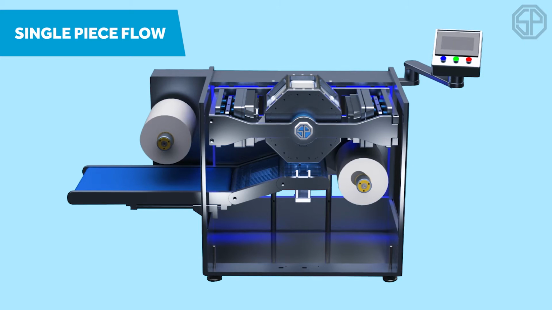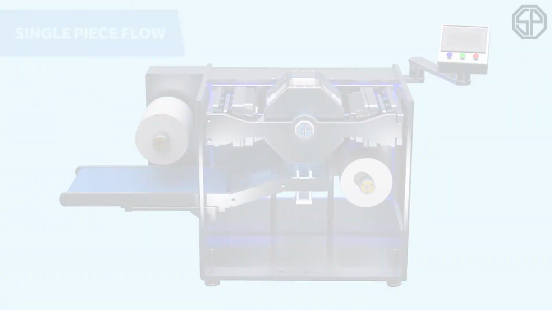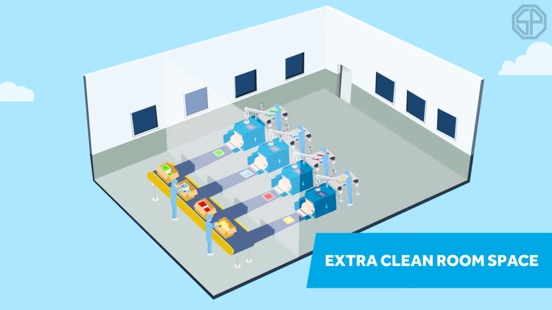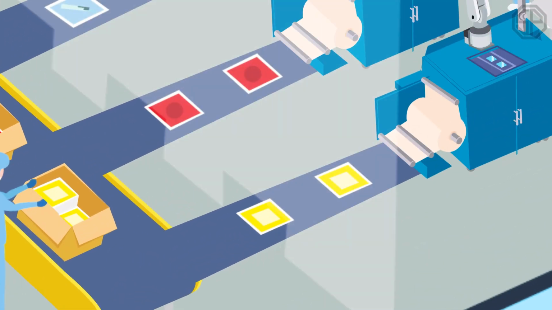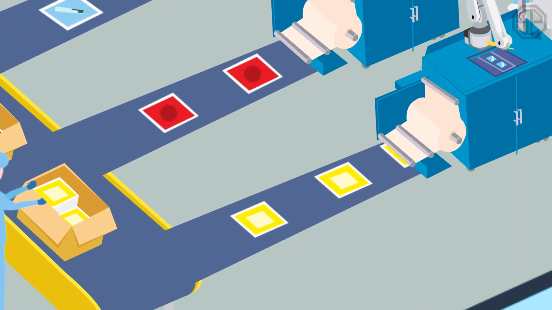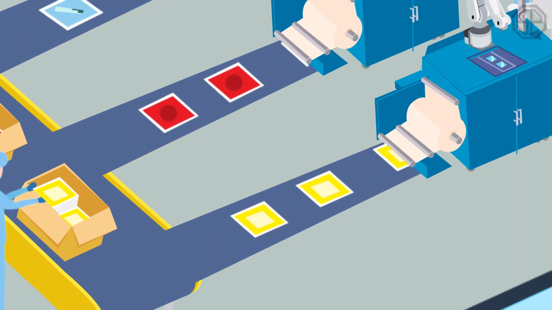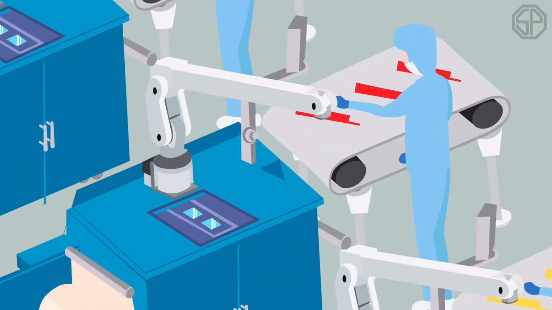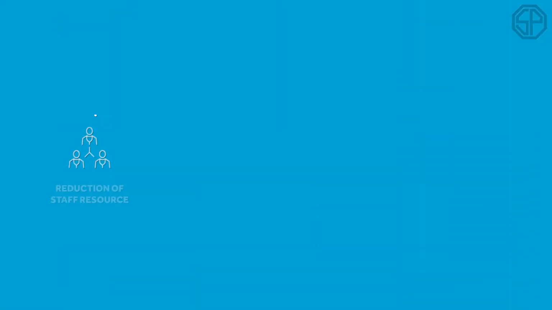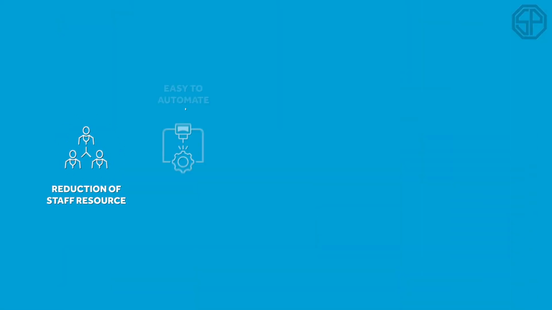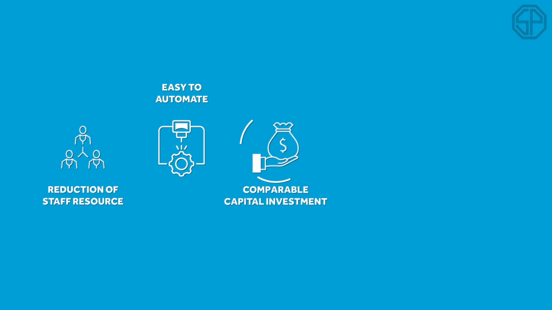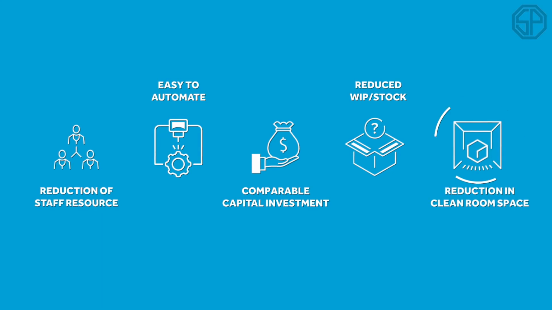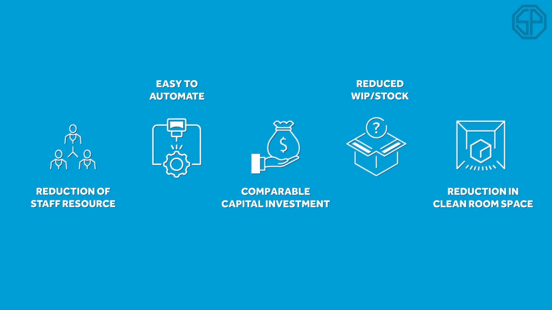Welcome to the Shawpak machine, allowing single-piece flow. Our machines streamline packaging with the use of a compact thermoformer. Our machines are perfectly designed to facilitate single-piece flow for assembly and packaging of medical devices in a cleanroom. Reduced WIP, reduced contamination, reduced product quality inspection, reduction of staff resource, ability to easily automate, multiple Shawpaks are a comparable capital investment, much reduced WIP and stock, reduction in cleanroom space.